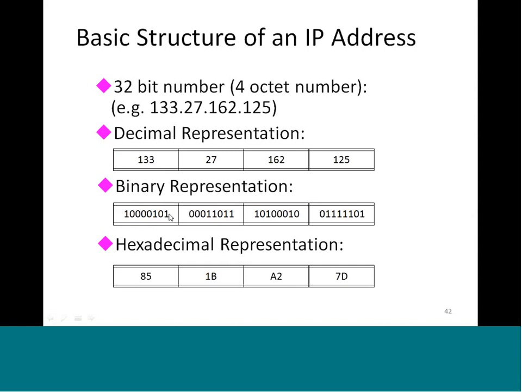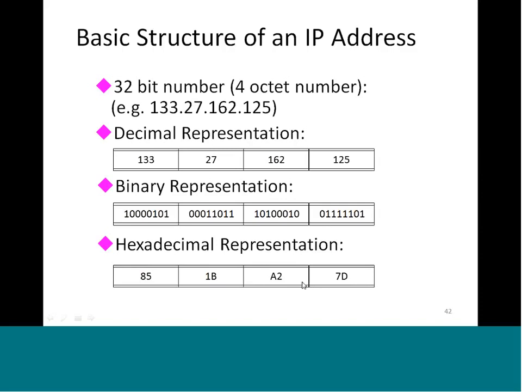10000101. So that represents this 133. It's a single number, and then 27 is represented as 11011, and then 162 is again 10100010. Then same for 125, which is 01111010. Sometimes this is also represented in hexadecimal. For example, the same number can be 851BA27A. In Linux systems, typically people represent their IP addresses in hexadecimal.